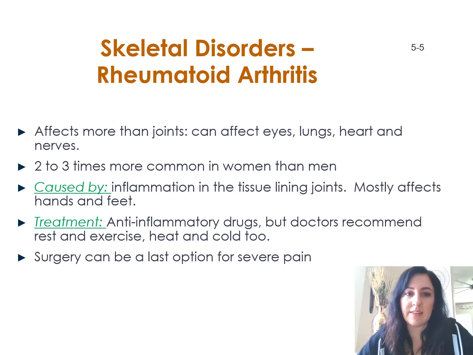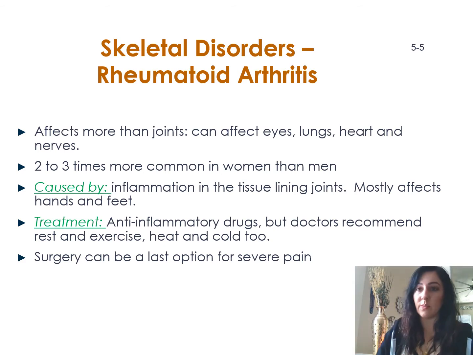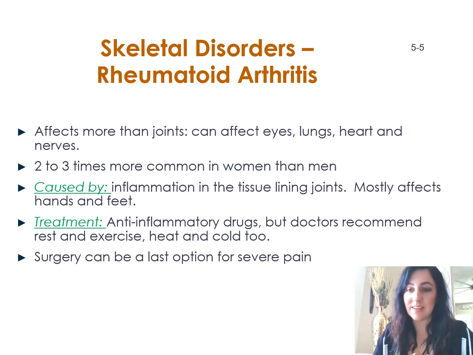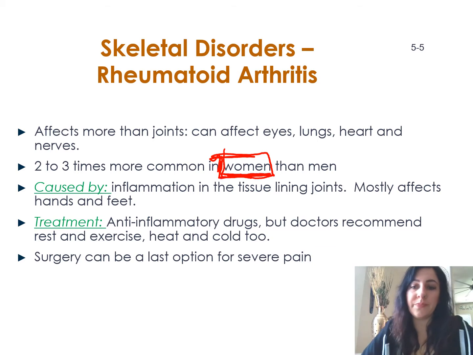So rheumatoid arthritis. This affects more than joints and can affect your eyes, your lungs, your heart, your nerves, things like that. This can also lead to other chronic illnesses that might even have to do with kidneys. Okay, so anyway, this is 2 to 3 times more common in women than men. Okay, so it's way more common in women than men. This is what my grandmother has, and it's terrible.